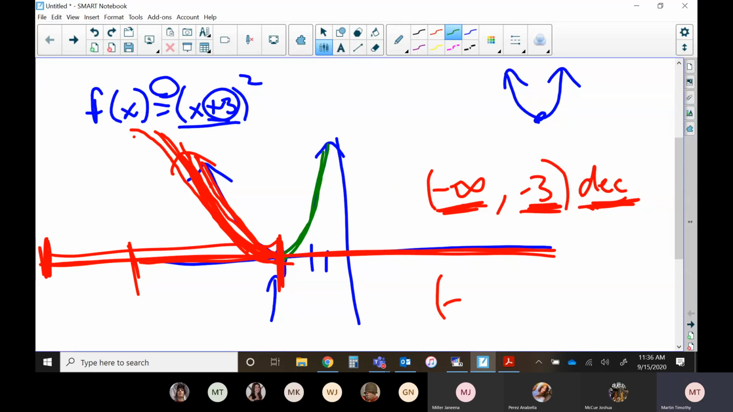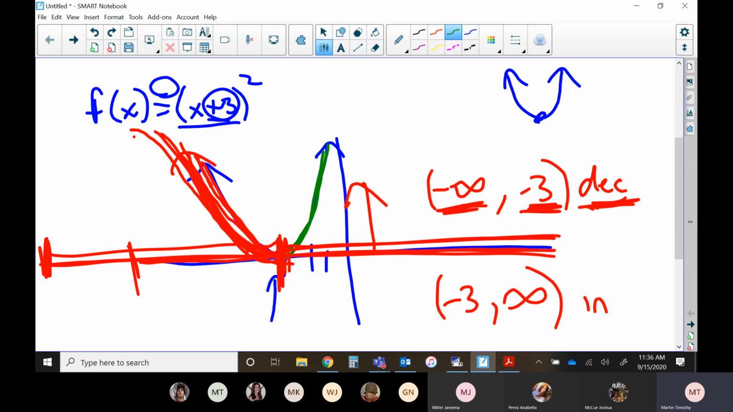And then from -3 on my X to positive infinity on my X. So going this way, from this point right here, my graph is going to keep going up. So it's going to be called an increase.